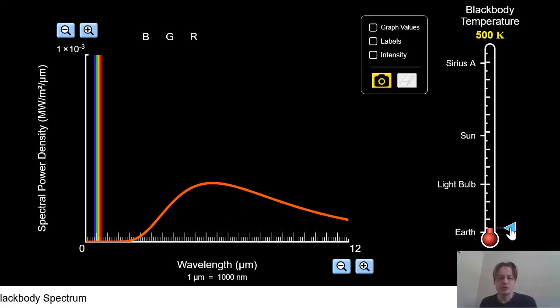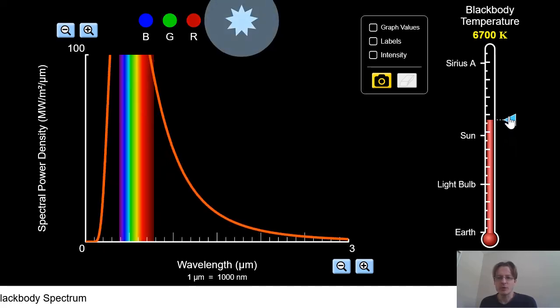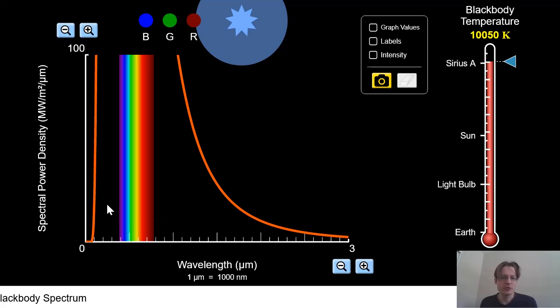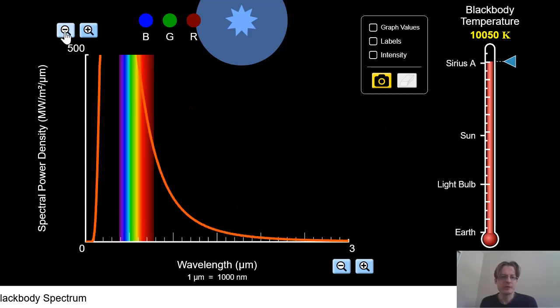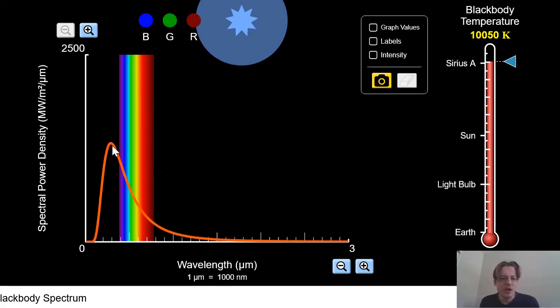Now, there are stars which are blue hot. And if I go to the star Sirius A, it's just off the charts. It peaks in the ultraviolet. So a huge amount of ultraviolet, you would see it as a blue star. That's in the 10,000 Kelvin range.